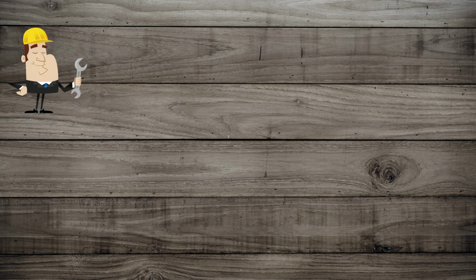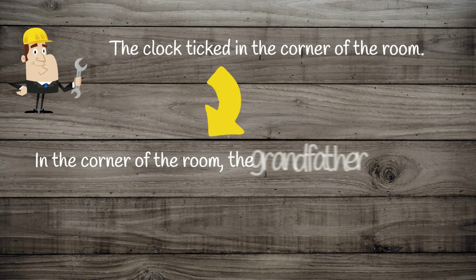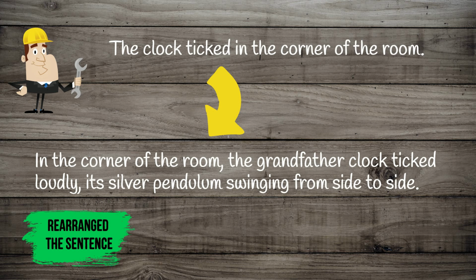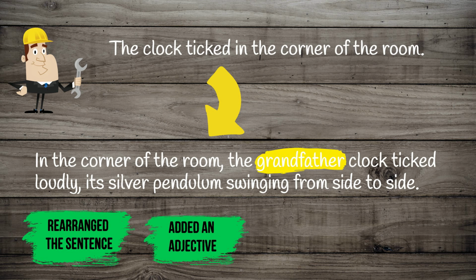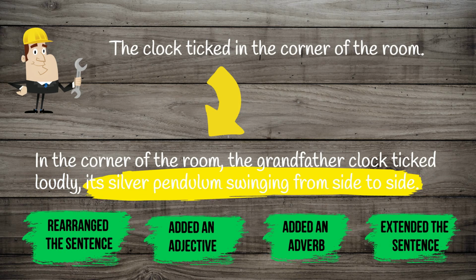So we've gone from this simple sentence, the clock ticked in the corner of the room, to this. In the corner of the room, the grandfather clock ticked loudly, its silver pendulum swinging from side to side. And we've achieved this by rebuilding in 4 simple steps. First, we rearranged the sentence. Second, we added an adjective. Third, we added an adverb. And finally, we extended the sentence.